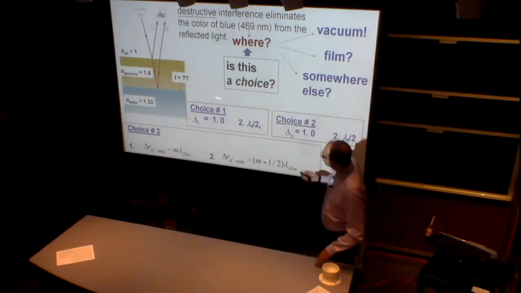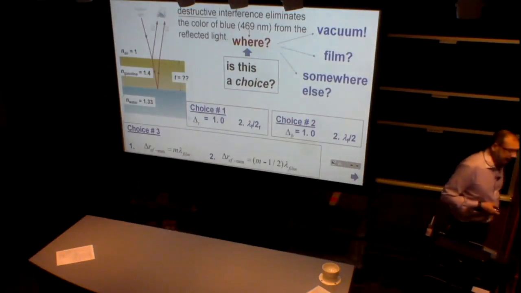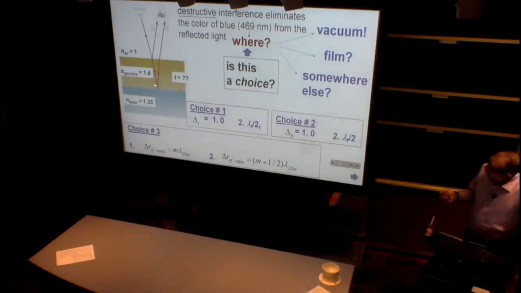And every time we have to think about the same things. For example, we have to make a choice here at the top boundary when the first ray is being reflected. Does the wave flip? Is there a phase shift or not? The same question we should ask about the second boundary when the second reflection is happening. We also have to think about what equation to choose for effective path length difference, for the constructive interference, for the destructive interference. And of course, when a number represents a wavelength, we should think about where.